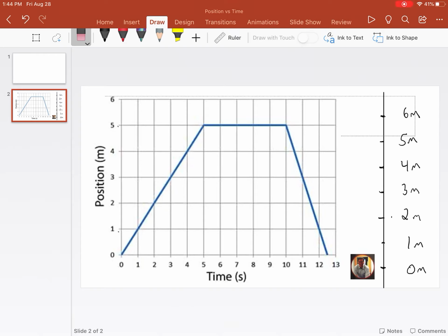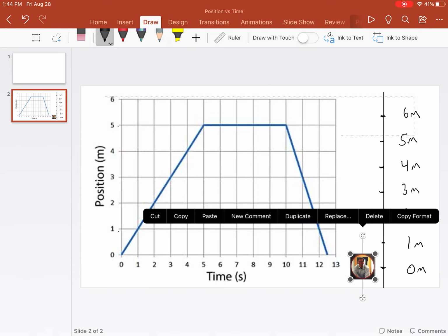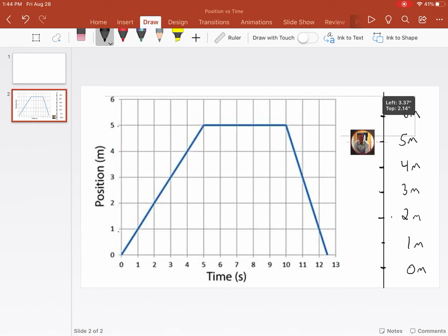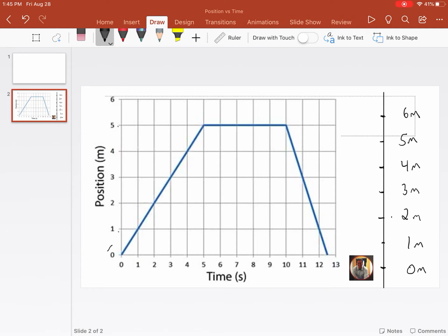So we said that I started out at 0 meters and then went forward 5 meters, stayed there for a few seconds, came all the way back and ended up at 0 meters. So I started at 0 meters and I ended at 0. So in other words, my displacement is nothing. 0 meters. I ended up right back where I started. I started at 0 meters, and at the end, all the way out here at 12.5 seconds, I'm still at 0 meters. No change.